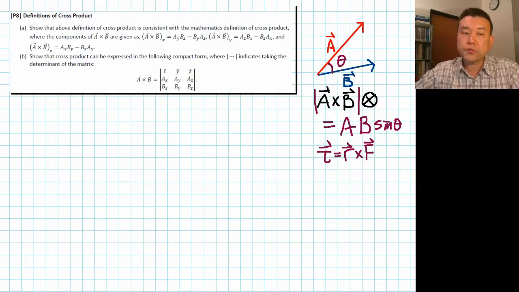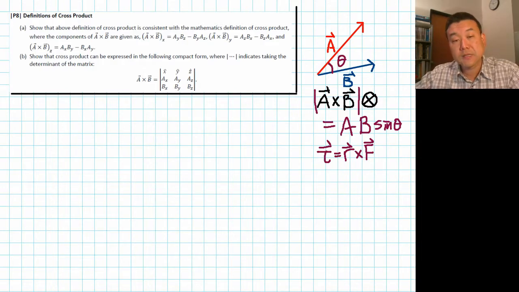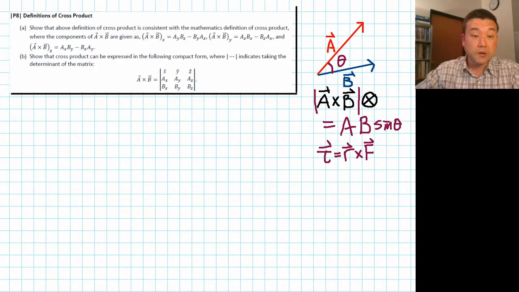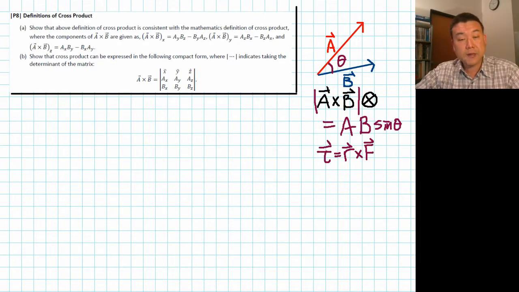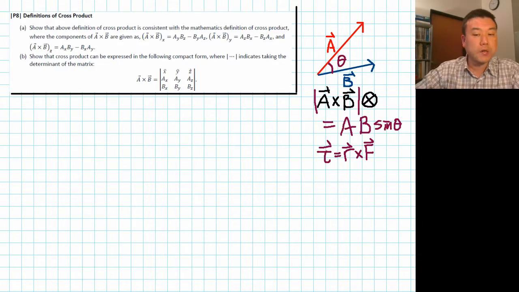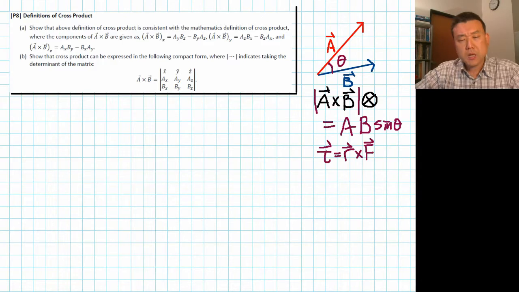Now, what I want to do in this problem is to reconcile this physics definition with the definition that you may have seen in your math class. What's written out here is the definition that you have seen in math class. Showing their agreement is tedious work, but it's doable work. Let me start out with some coordinate description here.